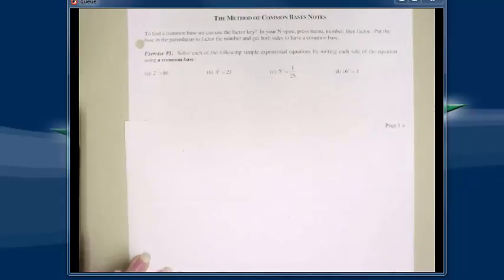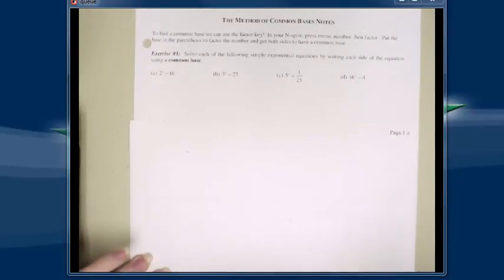All right, guys, method of common bases, page 30. I really should put the page numbers at the top.